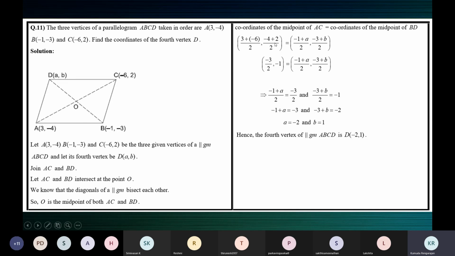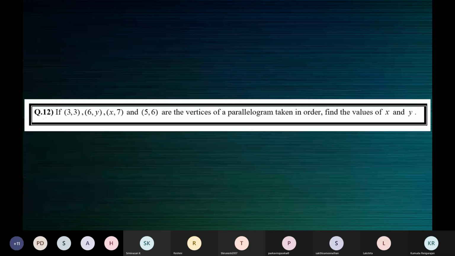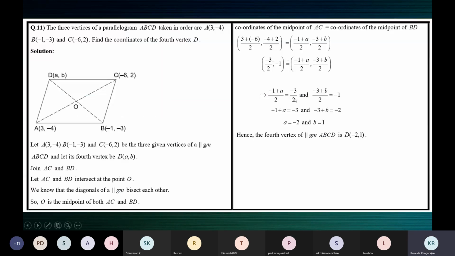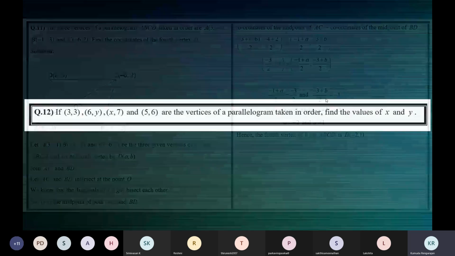See, children, here I've written the coordinates of O using AC. Here I've written the coordinates of the same point O using BD. Yes. Try this, children. Do it in the same way. Do it like this. Write this one first. Coordinates of the midpoint of AC is equal to the coordinates of the midpoint of BD. Write this as the equation and find the answer for this one.